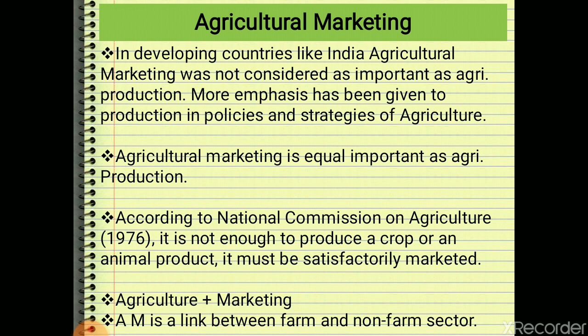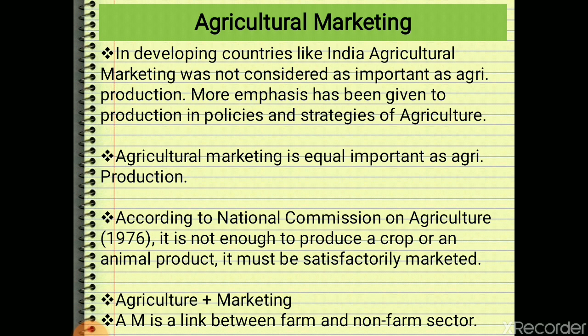So at that time when we were not self-sufficient, emphasis was given only to production, that we should produce so and so quality, we should use so and so quality input, we should use fertilizer and chemicals, and ultimately we should increase our production.